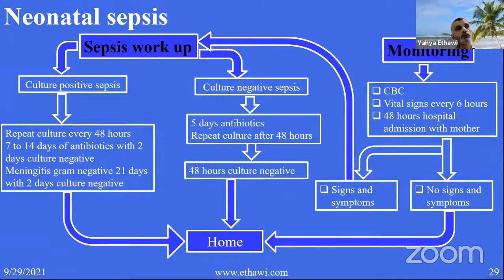So if the day 18 was negative, then 21 days. But if day 20 is positive, 21 days is not enough. So I have to go 22 and repeat the culture. So it means that you go for the duration you decide and 2 days after the last culture negative. Is that clear? Yes.